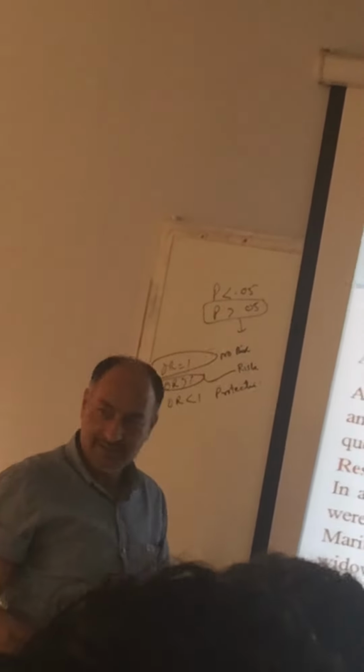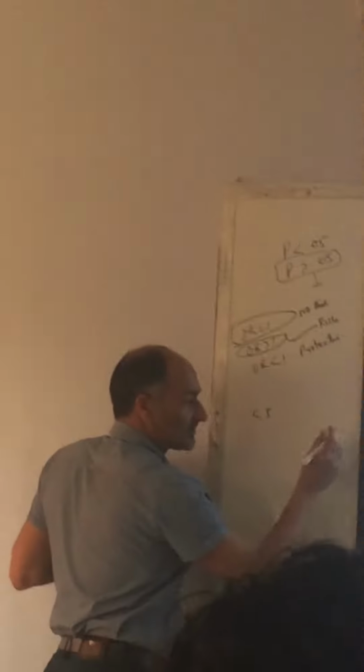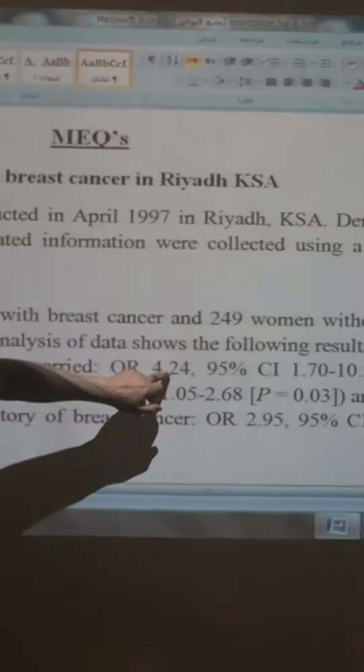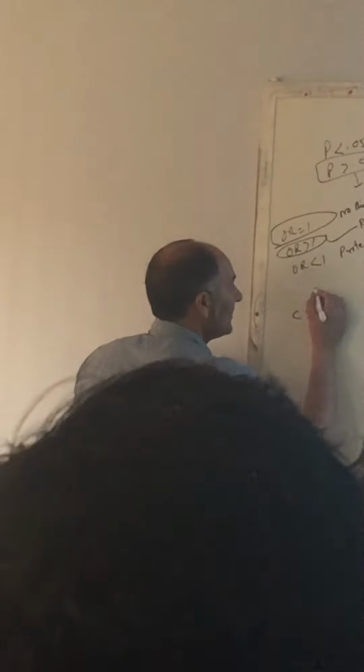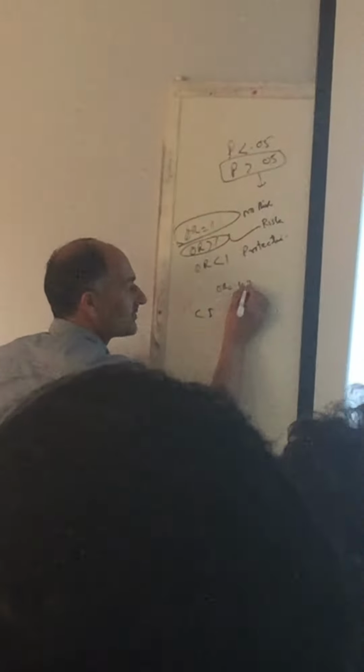Confidence interval is the margin of error. Confidence interval tells you that the risk you see is, for example, 4 point something. So the odds ratio was 4.2.